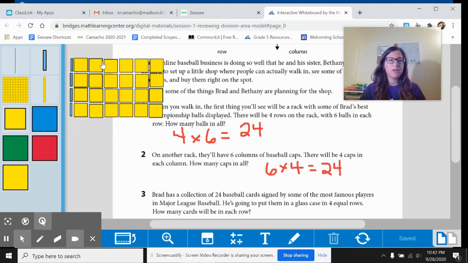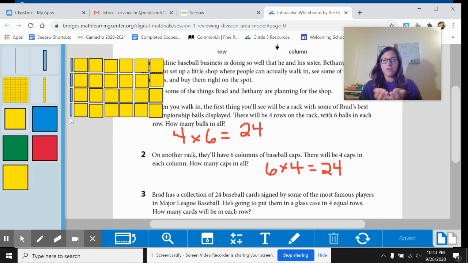Now, I really wish you had seen me setting up when I did this first problem. But in that one, I did my 4 rows, and I already knew there were going to be 6 in each row. So I actually laid them out 6, 6, 6, 6. With this one, though, I don't know how many are going to be in each row. I just know there's 4 rows.